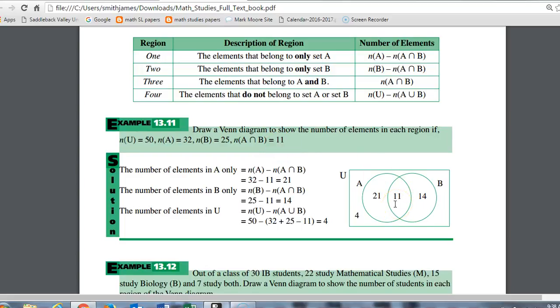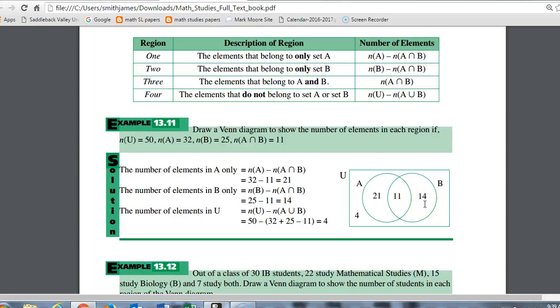Next would be to subtract my way out. So if all of A is 32, that means this entire circle needs to add up to 32. So if I subtract out that middle piece, I'm left with 21 numbers right here for A only. Same thing on the other side. All of B was 25. So if I subtract out the 11 that I've already used, I'm left with 14 remaining in the B only section.